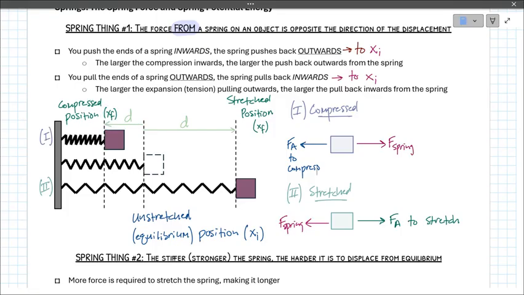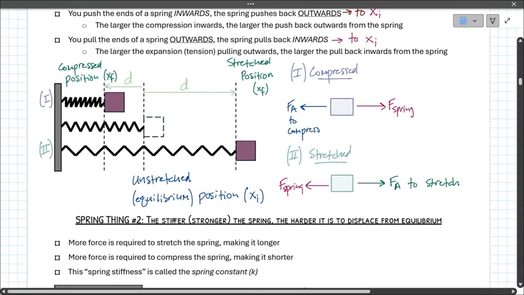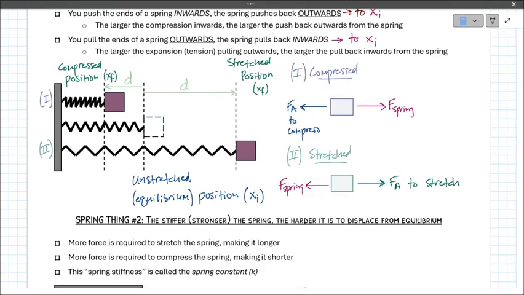Likewise, if we are going to stretch it, then we're pulling outwards on the spring. The spring is trying to come back to its natural length. So the spring is pulling you back in. From our unstretched position, we're going to pull it to our stretched position. So still, this is x initial equals 0. This will be x final equals some value equal to d in this case.